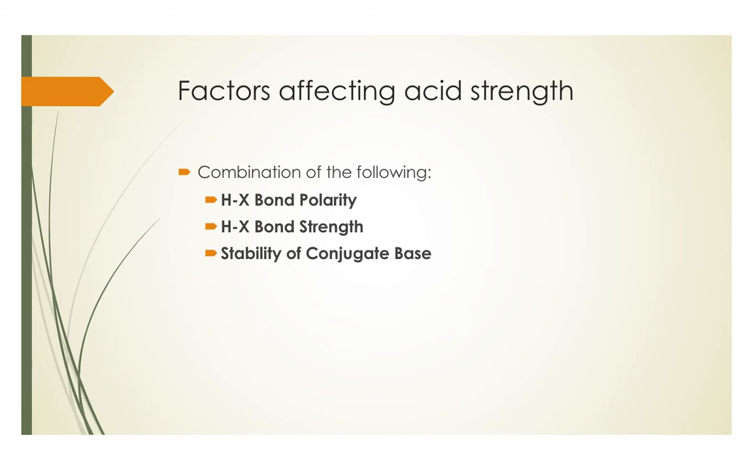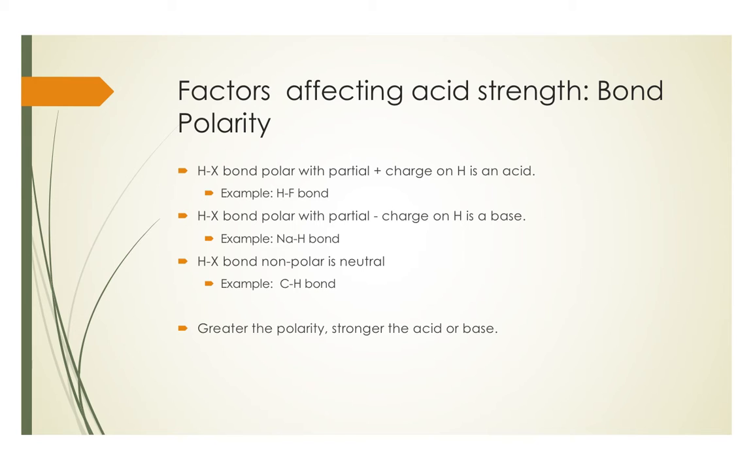All right, so there are a few factors that affect the strength of an acid from a molecular standpoint. One of them is the polarity of the bond between the hydrogen that's being lost and whatever it's attached to, the strength of that bond, and the stability of the conjugate base of that particular acid. So let's check this out.